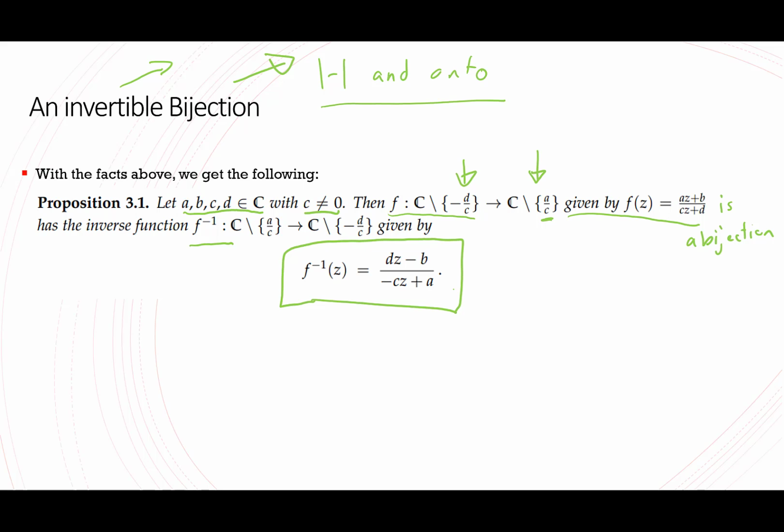But in any case, one thing I wanted to also point out: notice that f inverse of z actually has a similar form to f, right? So this is actually also going to be a Mobius transformation. So if f is Mobius, then f inverse is also Mobius. It's a really awesome thing.